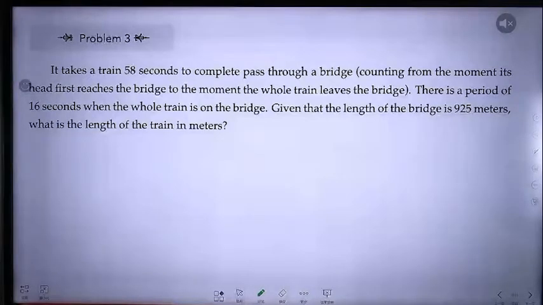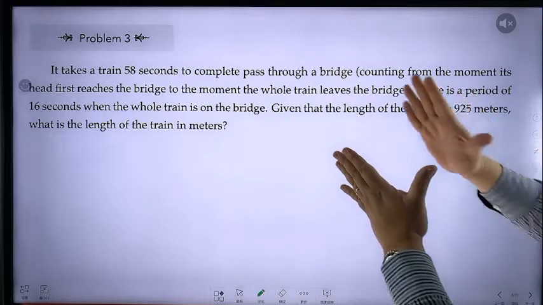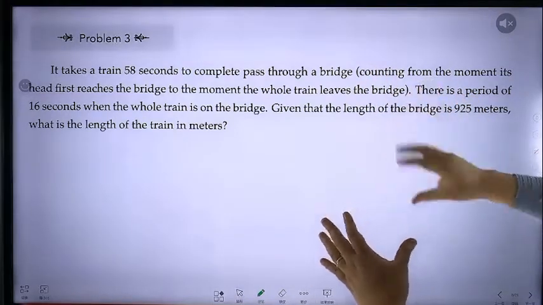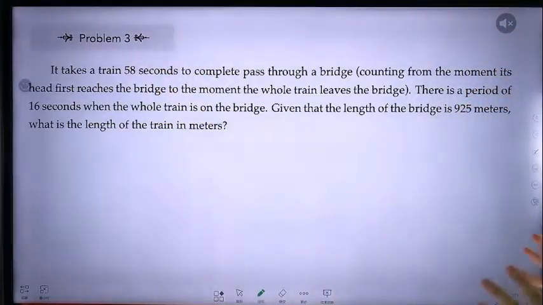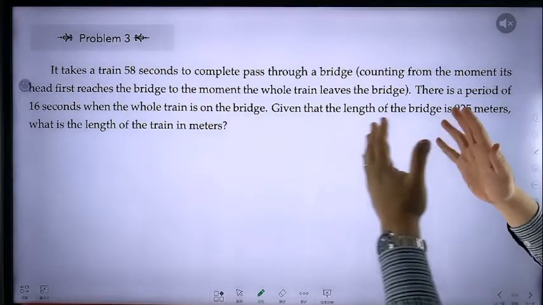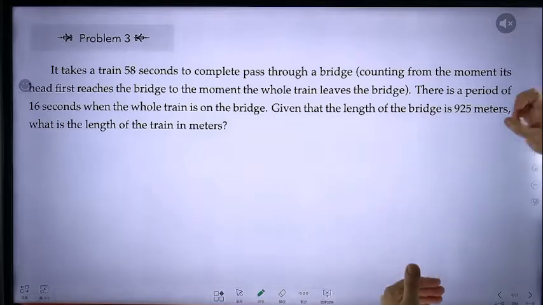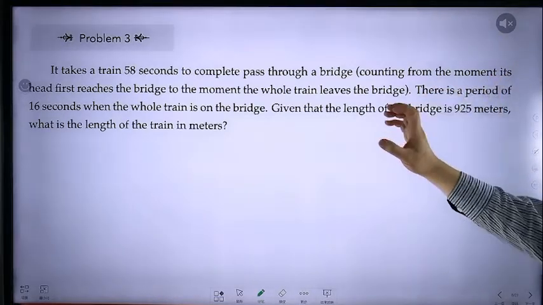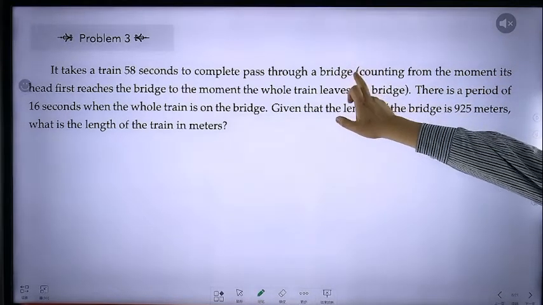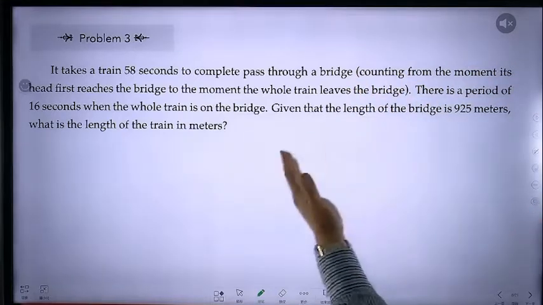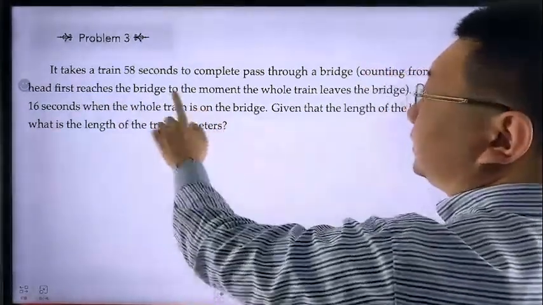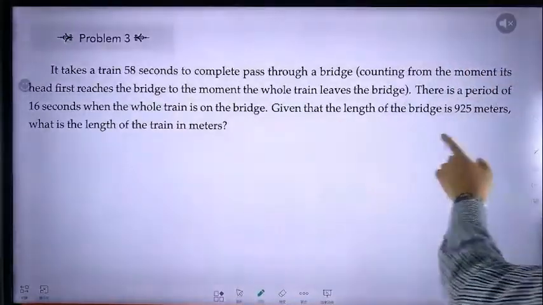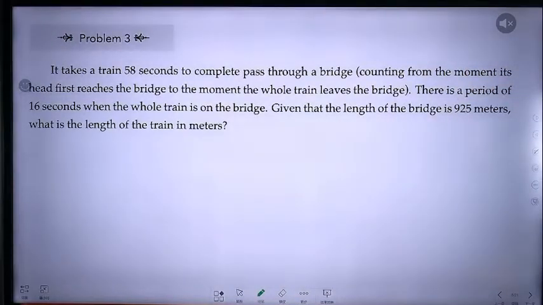All right, so now let's read the question carefully, and then we flip to the pictures. The whole thing takes 58 seconds. It means there will be a 58-second period that the train touches the bridge, from the head touching the bridge to the tail leaving the bridge, right? And then there's a period of 16 seconds that the whole train is on the bridge. So 58, 16. And the bridge is 925 meters.